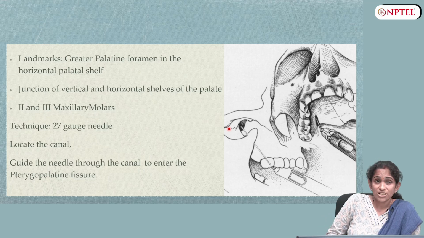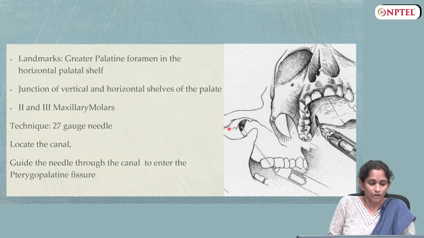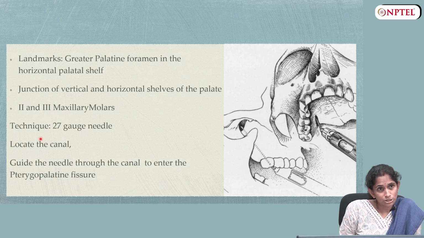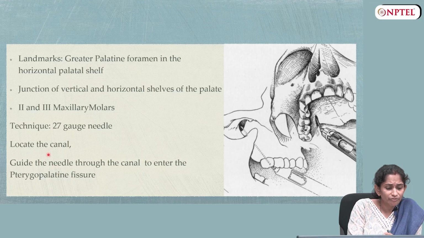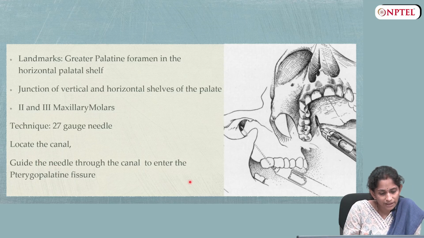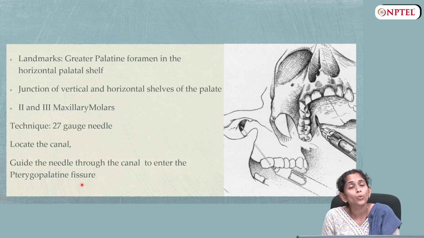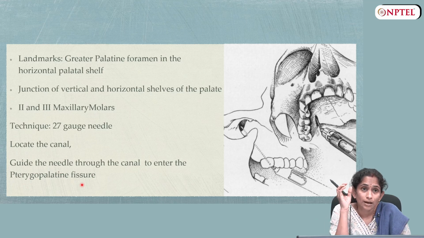Now, what is the gauge of the needle you want to use in this technique? You can use a thinner gauge needle, that is a 27 gauge needle, and you can use a 25 millimeter needle or a long needle also. However, once you locate the canal, guide the needle through the canal to enter the pterygopalatine fossa. So, this is how we use a greater palatine approach to block the maxillary nerve.